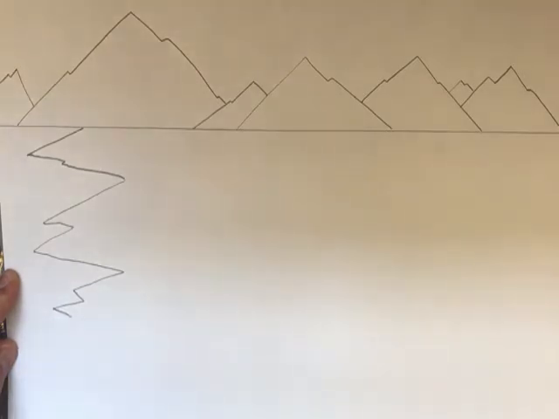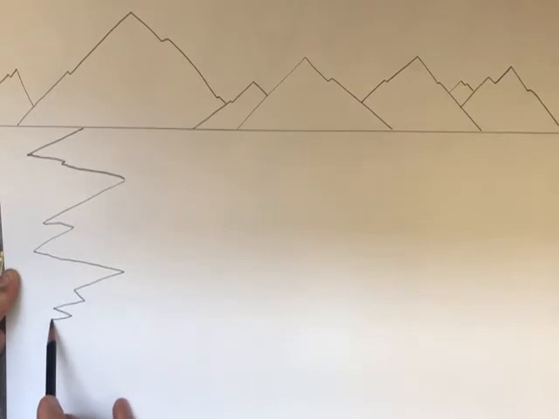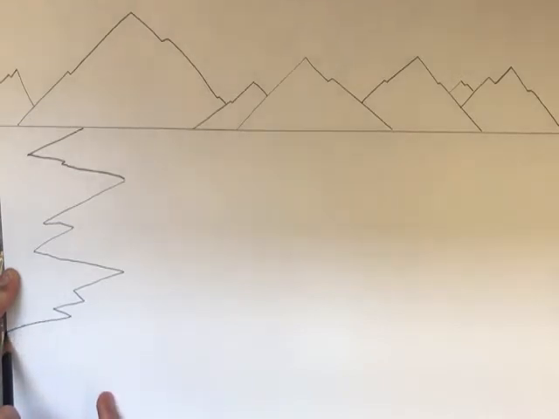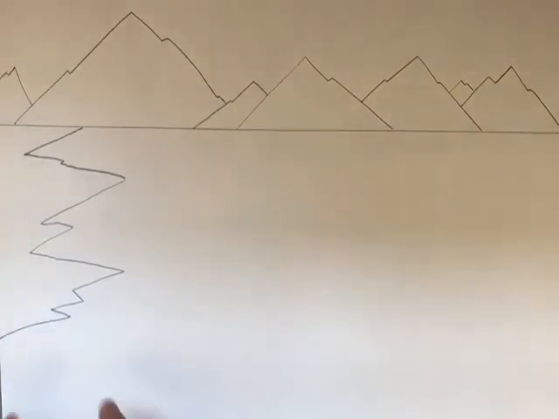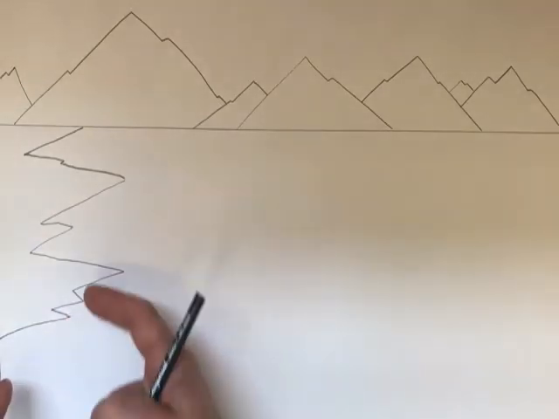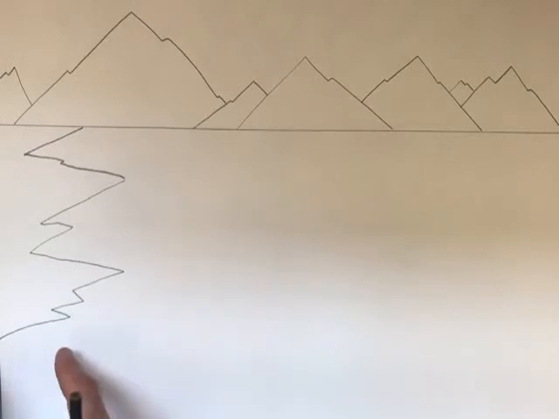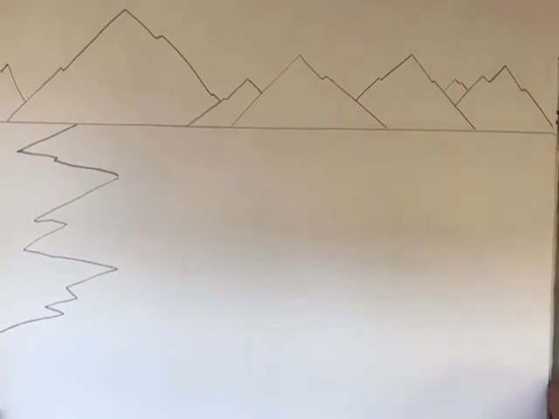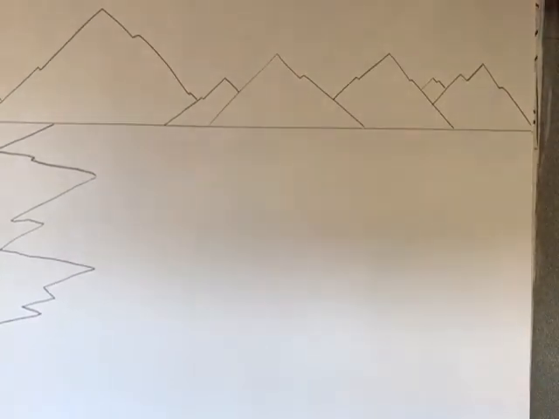Now when I feel like I'm done with my cliffs, I'm going to come back and go right to the edge of the paper. I want to leave enough space here to draw the inside of my cliff. So I end the top of the cliff right before I get to the bottom of my paper. Okay, now I'm going to do the same thing on the other side.